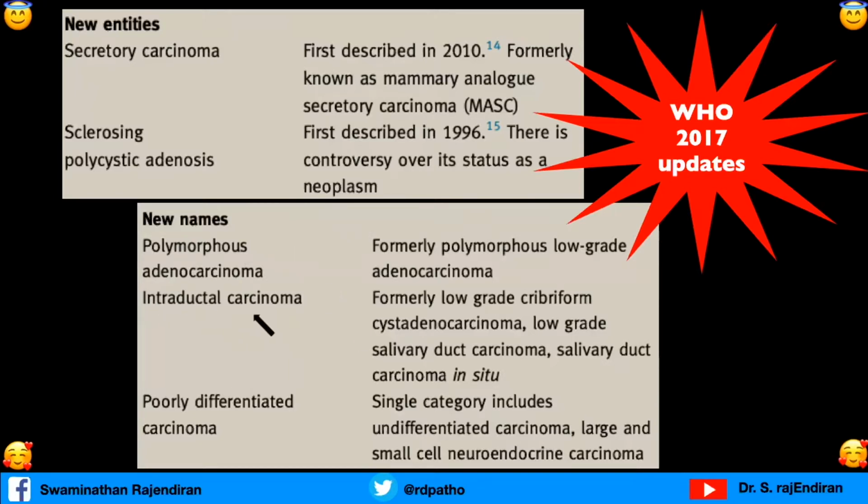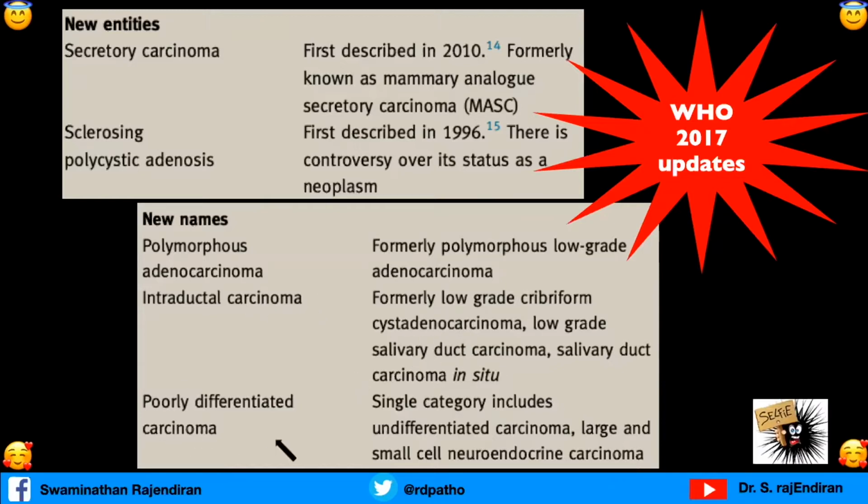Then intraductal carcinoma, this is the new entity. It is formerly known as low-grade cribriform cystadenocarcinoma. They thought they are all cystadenocarcinomas, but when they went into pathogenesis and histogenesis, they are all within the duct, and it's like a DCIS. What we call in breast DCIS, it's intraductal carcinoma, or ductal carcinoma in situ. Again, DCIS can be used here.